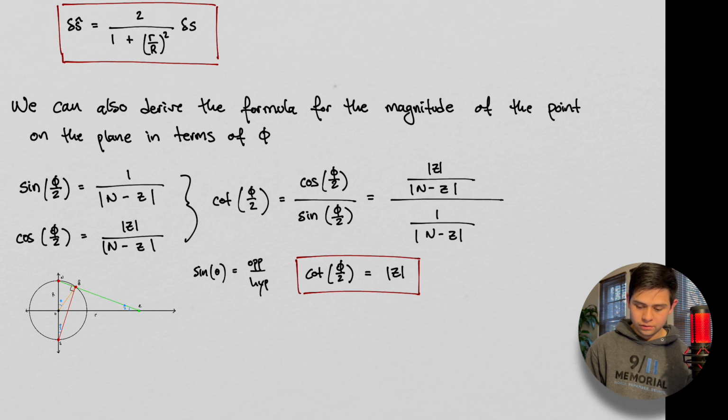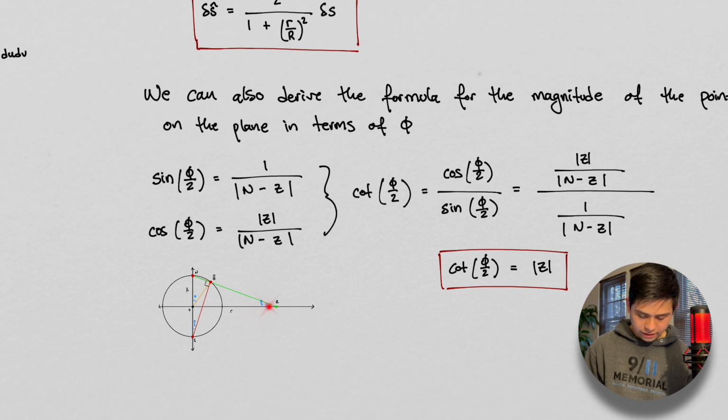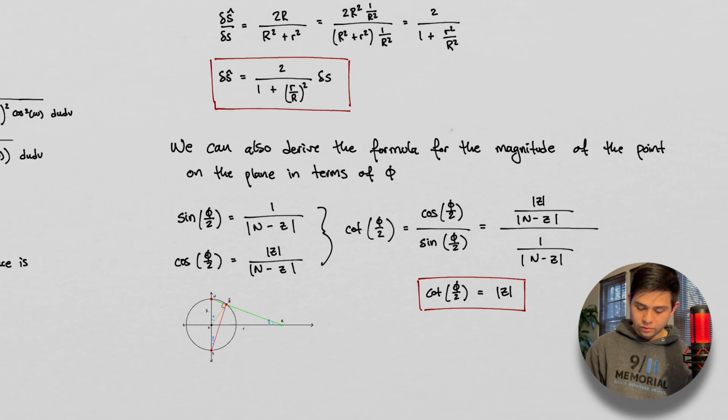And then we fill everything in, and we get this equation right here, that tells us how we can find the distance of z in terms of the angle that's subtended when we make that mapping.